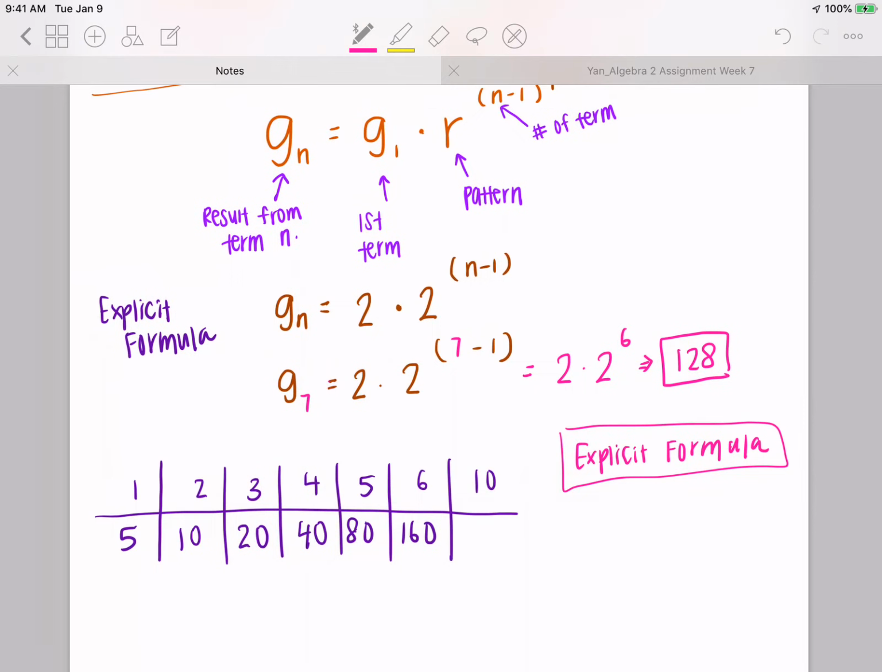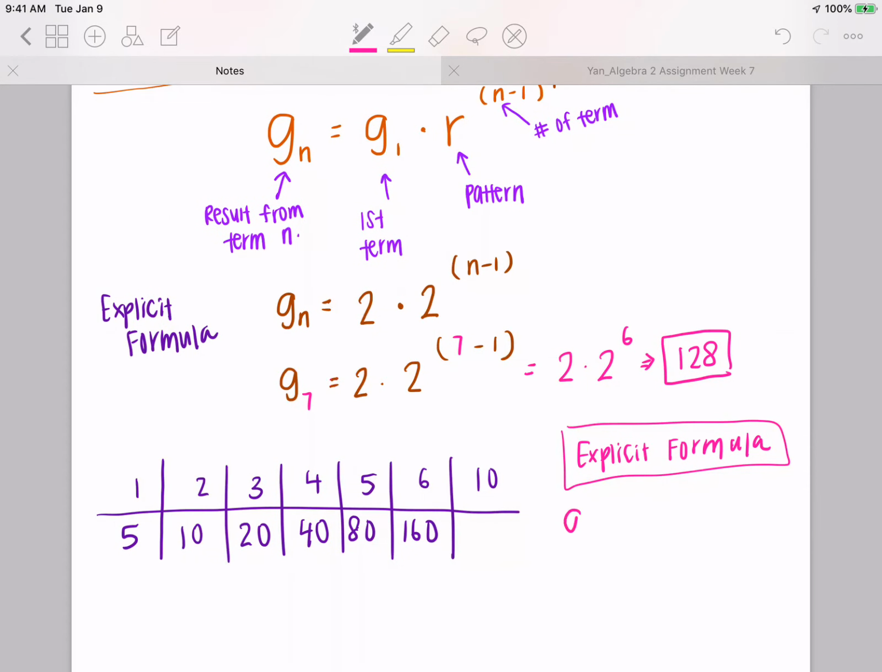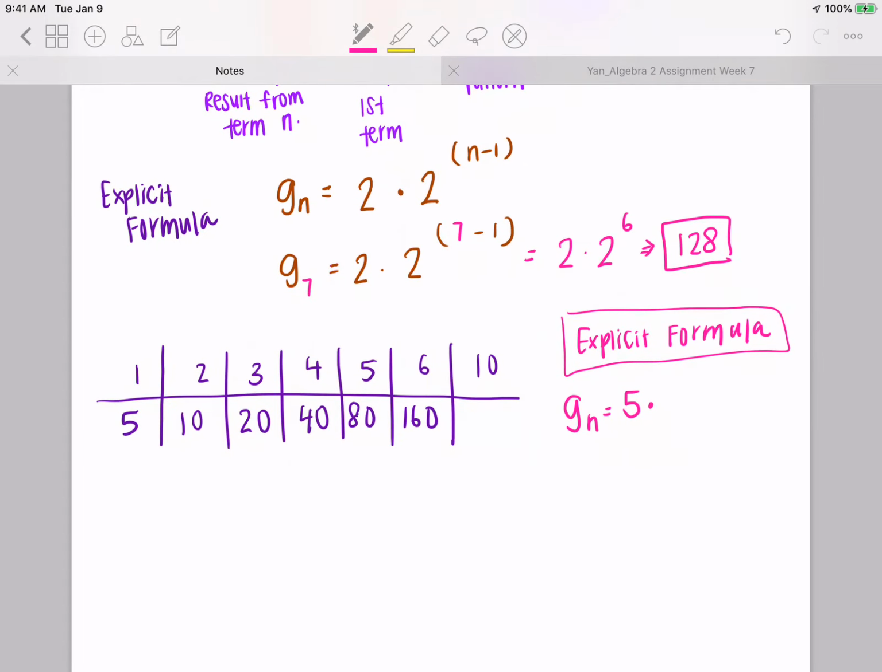If we follow our formula up here, g sub n will stay as g sub n. And then we look at what's our first term. First term, it's a 5 times, what's our pattern here? How do I get to the next number? We technically add 5, but we can't add 5 to get to the next number. So think of the multiplying route. We multiply by 2. And if we keep multiplying by 2, we get to the next number.